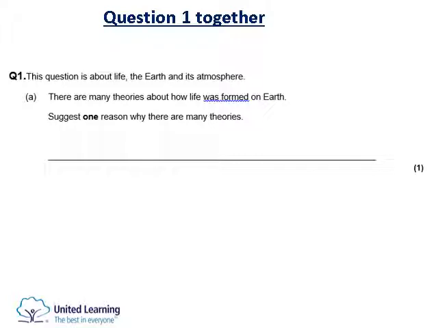So your first one we're going to do together. It says this question is about life, the Earth and its atmosphere. There are many theories about how life on Earth was formed. Suggest one reason why there are many theories. So in a suggest question, you're coming up with your own explanation about it. It's not giving you the explanation in a graph or in a chart. You need to come up with your own ideas.